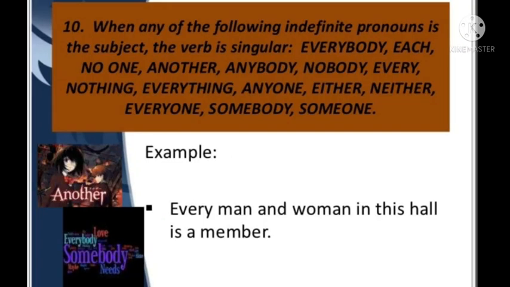Now we can see some of the indefinite pronouns. When any of these indefinite pronouns is the subject, the verb is always singular. And these are the pronouns: everybody, each, no one, another, anybody, nobody, every, nothing, everything, anyone, either, neither, everyone, somebody, someone. So if we are seeing these indefinite pronouns as a subject, then obviously the verb is singular.